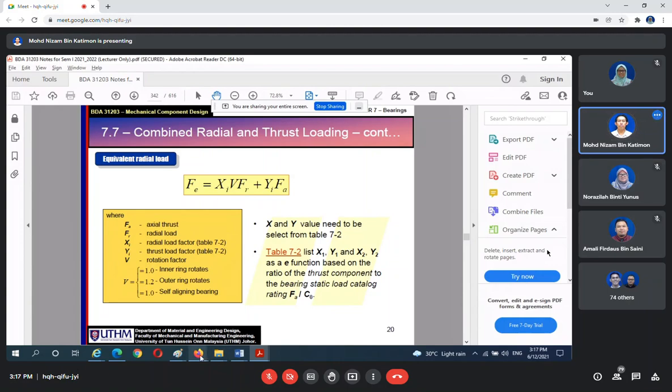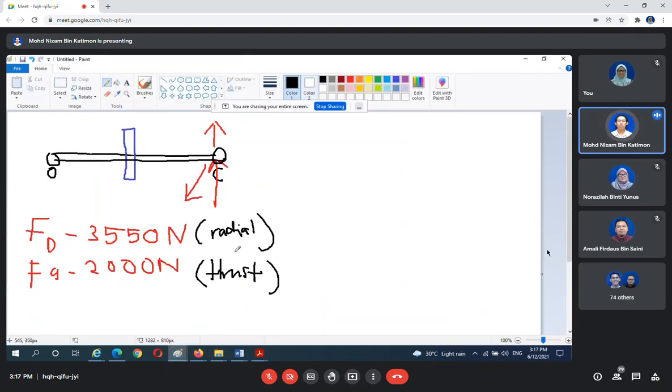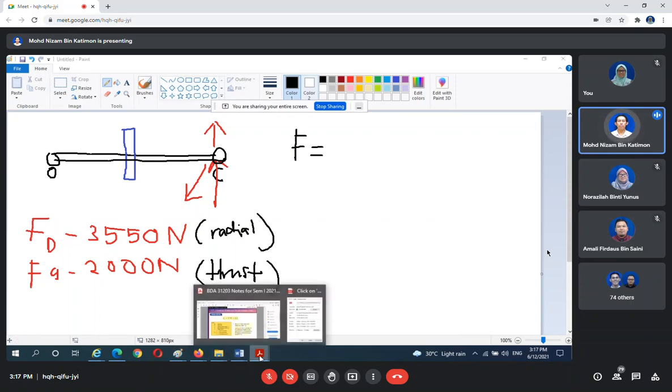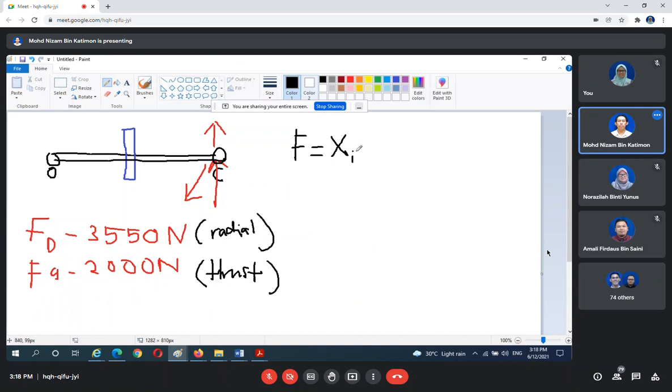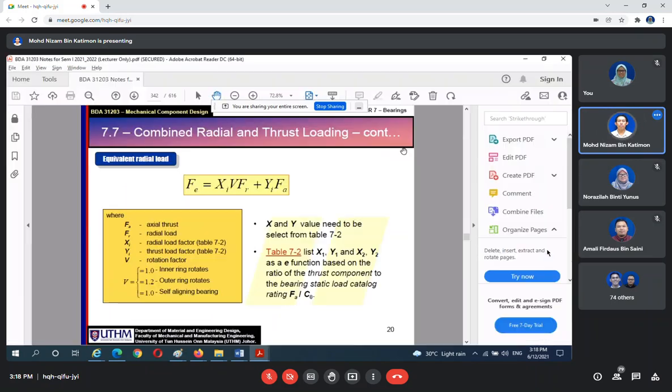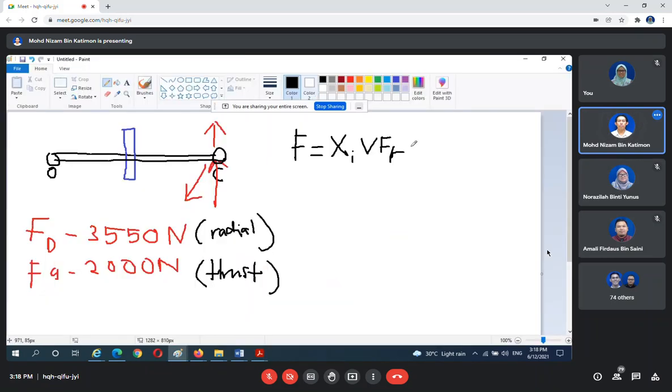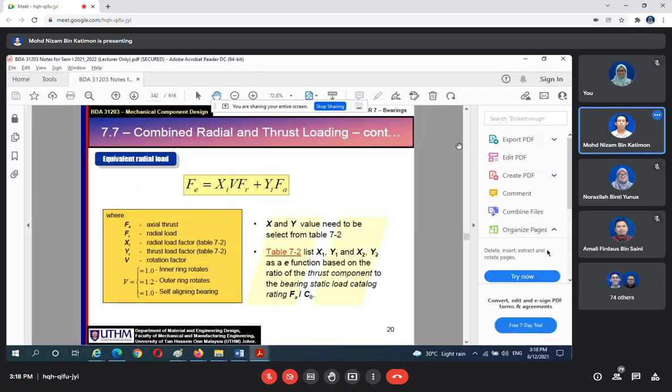So for the case of radial and thrust load, for the load F, we need to use this equation: F equals X I V F R plus Y I F A.